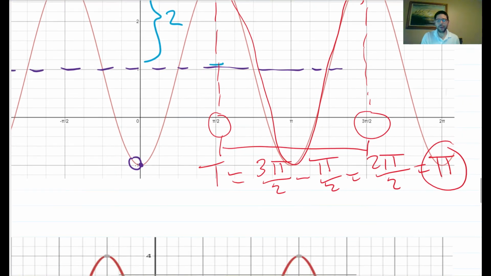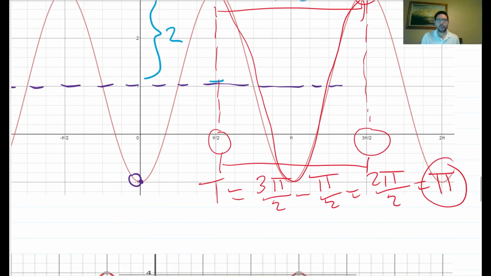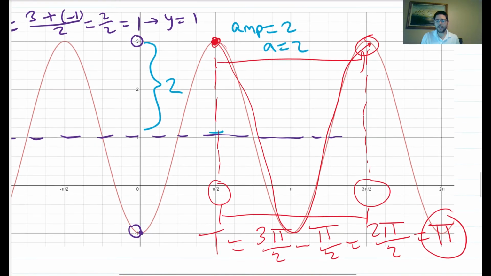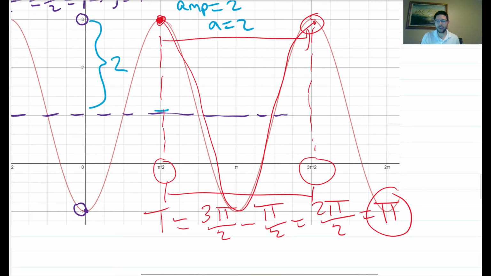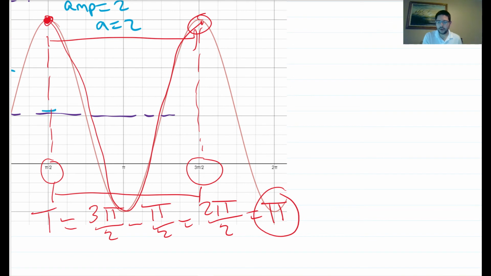Okay, so if my period is pi, then I could find the B term. Let's do that off to the side over here, just because we need room. If I know that my period is pi, but the formula for the period is 2 pi over b, right? That's the formula. So let's go ahead and solve this.